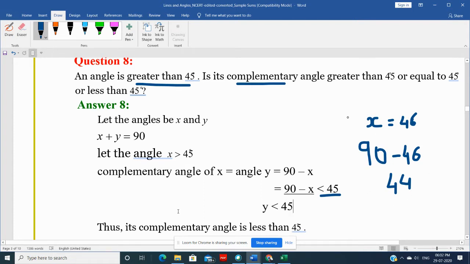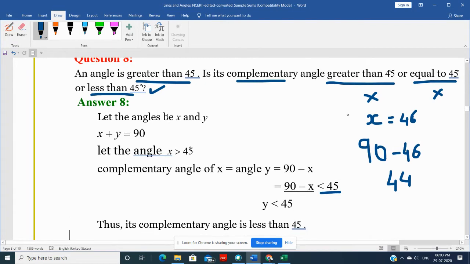So the complementary angle, यहाँ पे जो आपको 3 options दिए हैं, should it be greater than 45? Well, no. Should it be equal to 45? No. Should it be less than 45? Yes. Right? So this is how this sum would be solved. Now, going to the next sum.